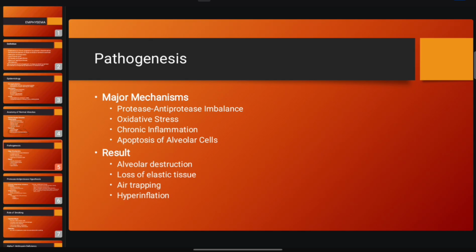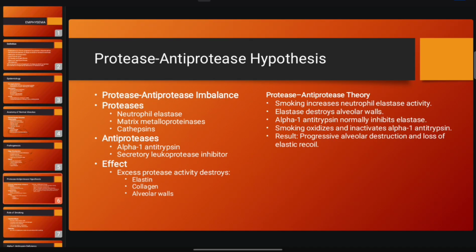Now we talk about the pathogenesis. The major mechanisms involved in the pathogenesis of emphysema include protease and anti-protease imbalance. This is very important. Then oxidative stress, chronic inflammation, and apoptosis of alveolar cells. It results in alveolar destruction and loss of elastic tissues, which result in loss of elastic recoil, air trapping, and hyperinflation.